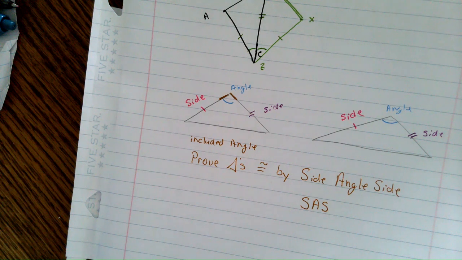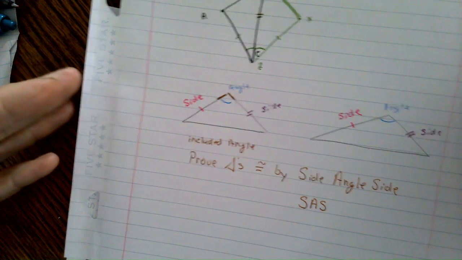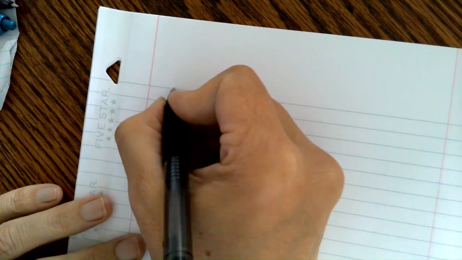Okay, so let's go ahead and look at what that would be. Let's say I told you triangle ABC is congruent to triangle XYZ.